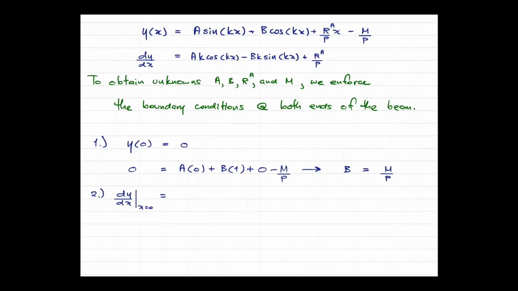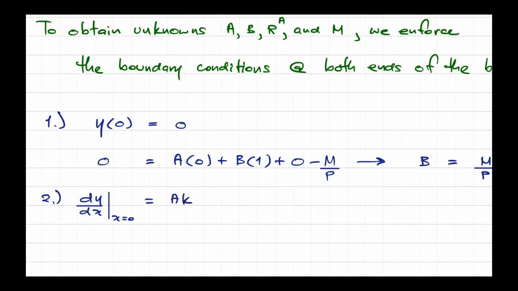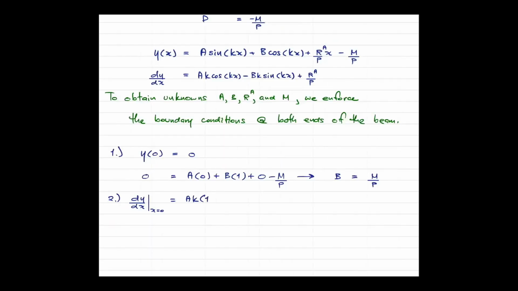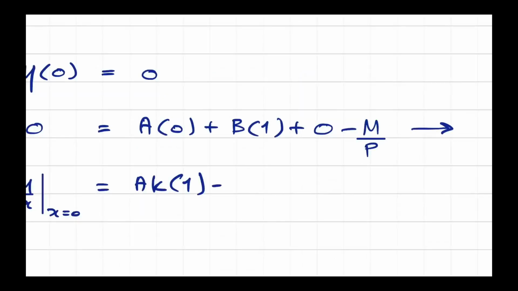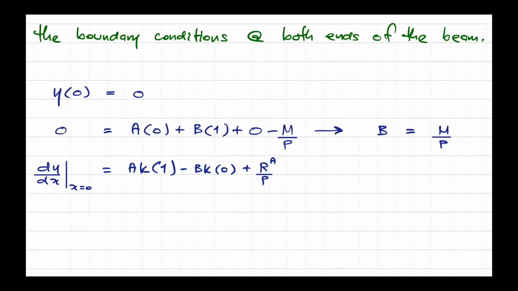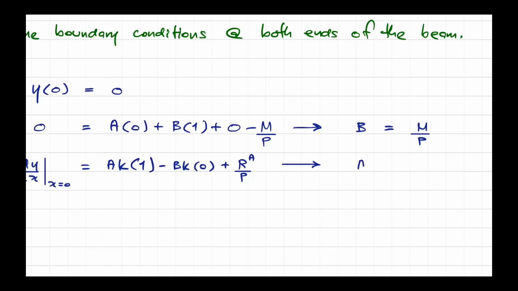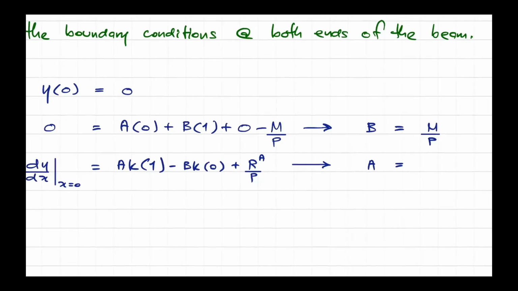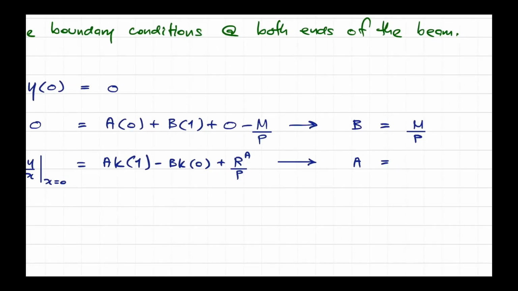So I have AK times 1 minus BK times 0 plus RA over P, and that is going to give me the information over here, which is A equals minus RA over P divided by K, right? Minus RA over PK.